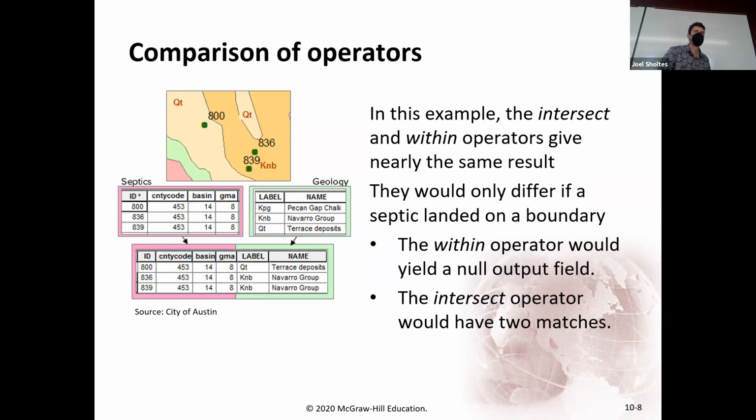So in this example, the intersect and within operators would give you the same results, but they would only differ if a particular point landed on a boundary. So right on an edge.